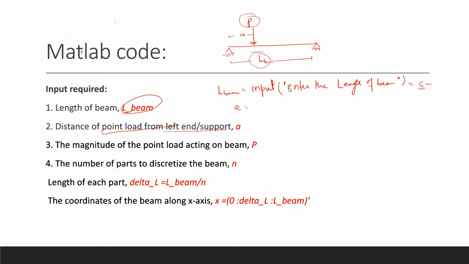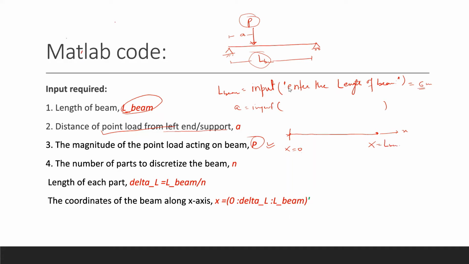So A, we will write the input, and in a similar manner, what is the distance of the point load. Then what is the magnitude of P, whether it is 10 kilonewton or 15 kilonewton, we have to give the input for the magnitude. Then we know that this beam has a length where the initial point is x equals 0 on the x axis, and at the end x would be equal to the length of the beam.